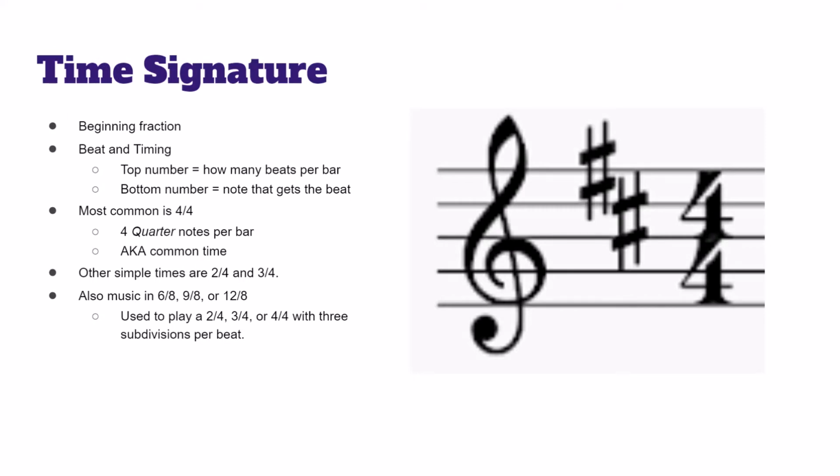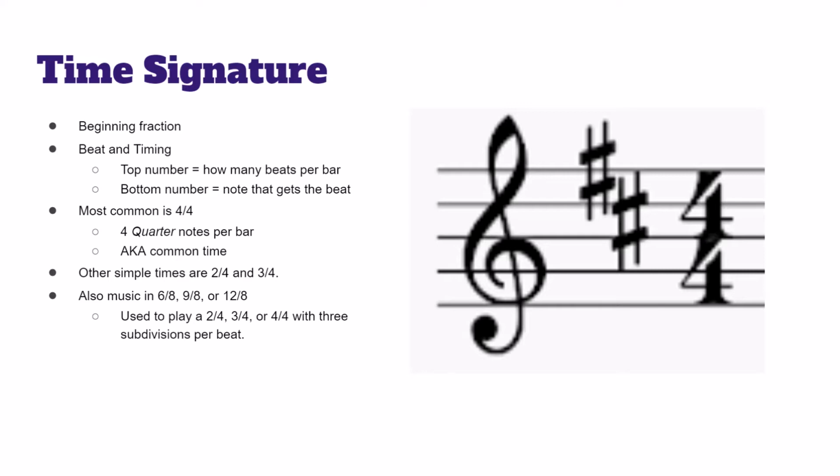First things first, let's figure out how we're going to count the time of a piece of music. The time signature is this fraction-looking set of numbers that occurs at the beginning of a piece of music. This fraction tells us the beat and the timing. The top number is how many beats there are per bar, also known as a measure, and the bottom number tells us what kind of note gets the beat.